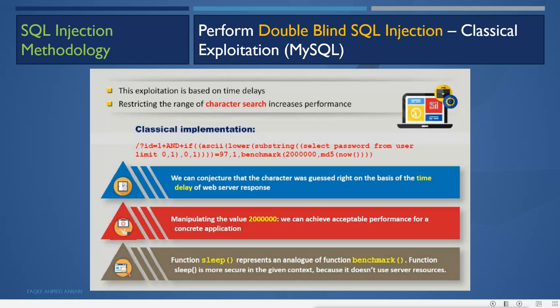Then in the methodology of SQL injection, we have double blind SQL injection. It is classical exploitation of MySQL. This exploitation is based on time delay. Again, because it is blind, it depends on time delay, and restricting the range of character search increases performance. And here it is restricting the character search. So the classical implementation of this is like this.